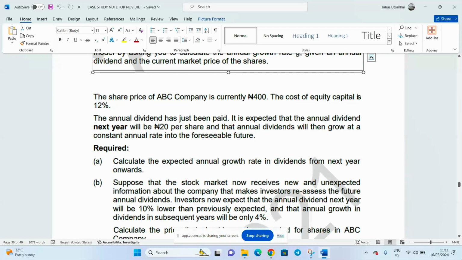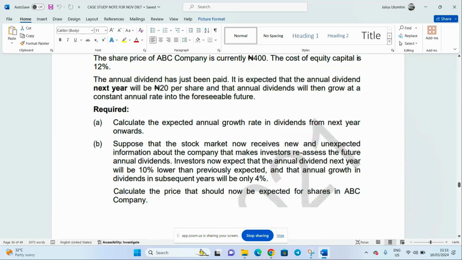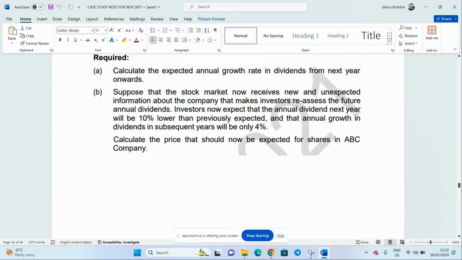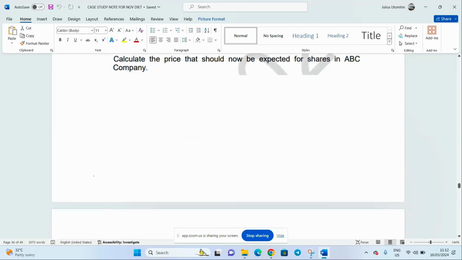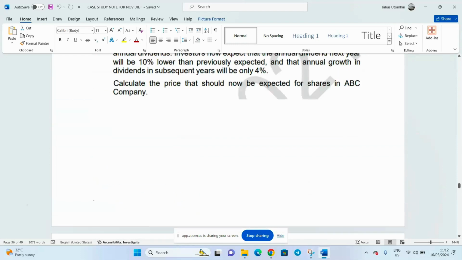Let's go to this. We said the annual dividend has just been paid. It's written that the annual dividend next year will be 1,220 naira per share, and the dividend will grow at a constant rate into the foreseeable future. Calculate the annual growth rate. That one will be your assignment. It's very simple. What they are trying to do is, you have 400, you have the dividend. Make growth rate the subject of the formula.